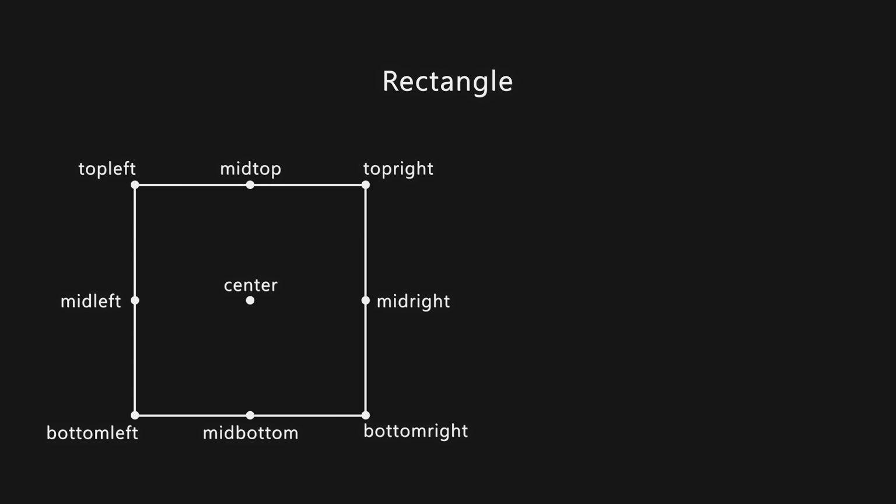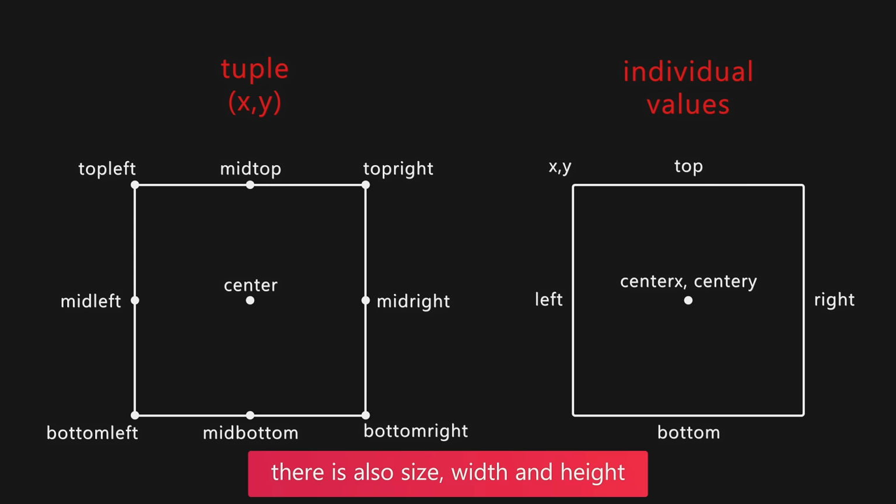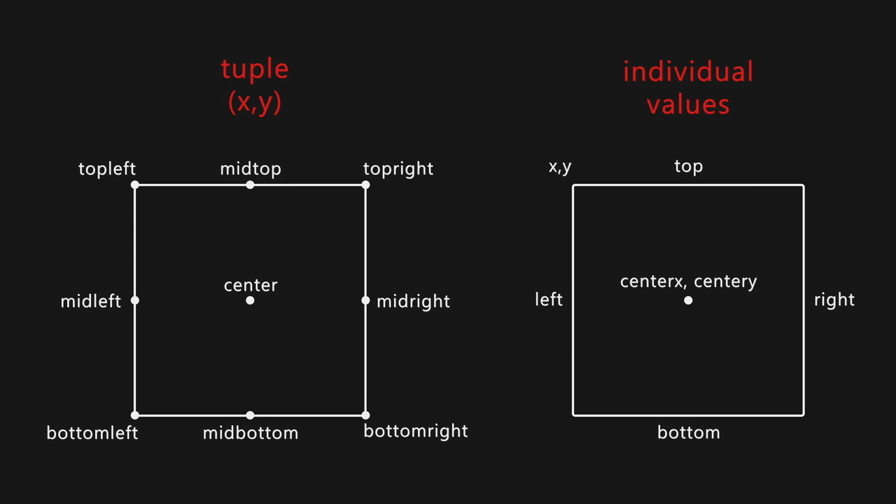But this rectangle has a couple of points that we can work with. We can either get points that are a tuple, so they have an X and Y position, or we can have points that are individual positions, like left and right. You can see all of them on the screen right now. And we can grab each of these points and either measure or move them. And if we move any individual point on the rectangle, we move all the other points as well. So the points always stay relative to each other.